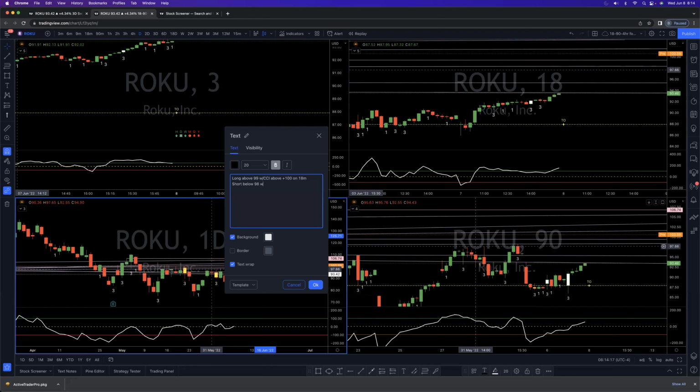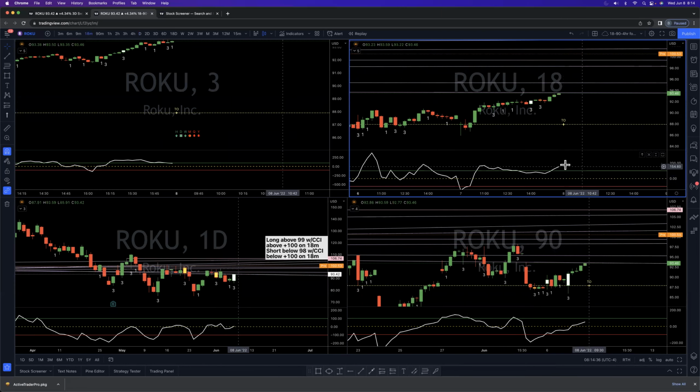with CCI below plus 100 on 18-minute. All right, so what that means is I need CCI to cross back below 100, because right now it is above it on the 18-minute. It's going to gap up, potential kicker. I said kicker, potential kicker. It certainly could gap in reverse. But if this stays above 100 on the 18-minute, we're going to wait.